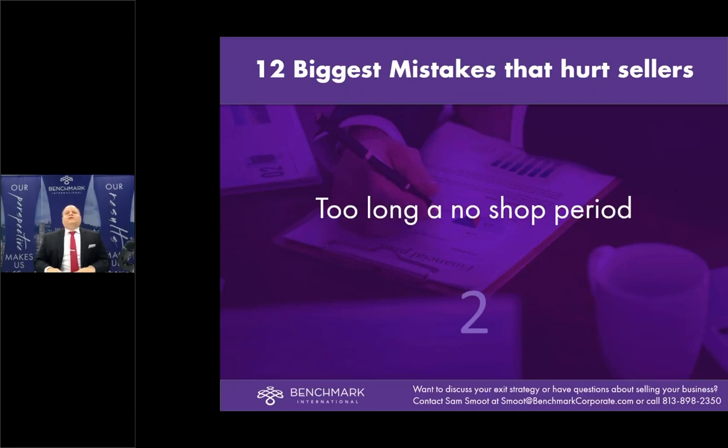All right. Second mistake, the no shop period is too long. I touched on this earlier. A good buyer shouldn't need more than 120 days. If they ask for more, that means they probably think they're going to have trouble raising the money. And people that have trouble raising the money often have trouble raising the money, and the deals don't get closed.